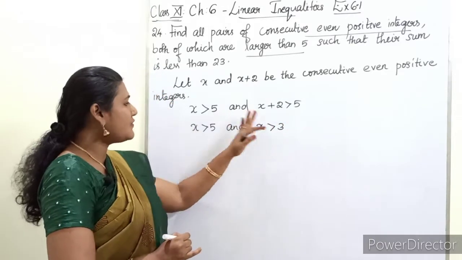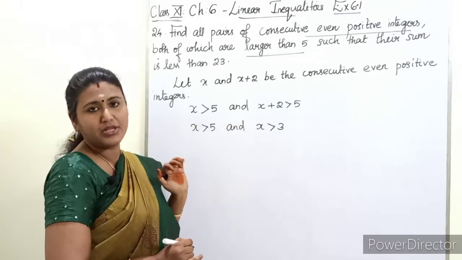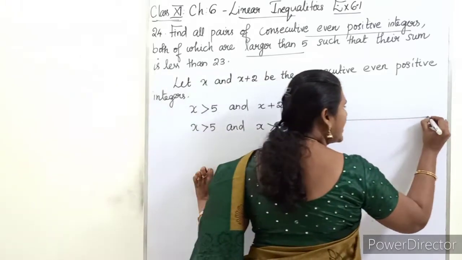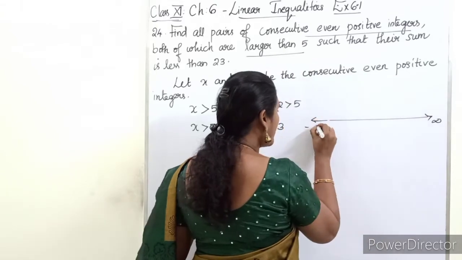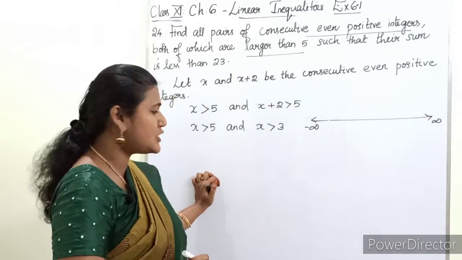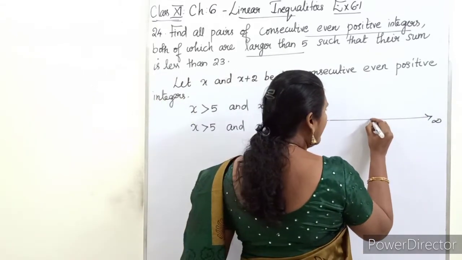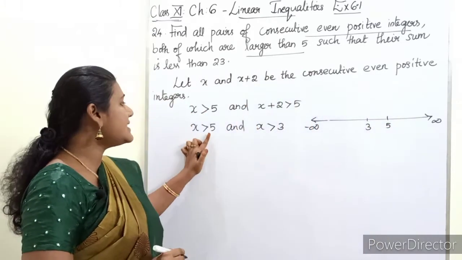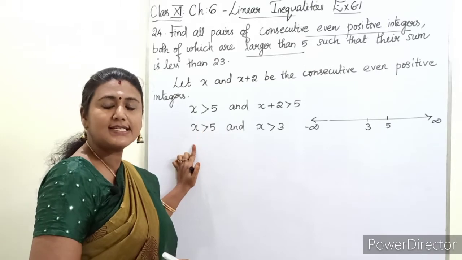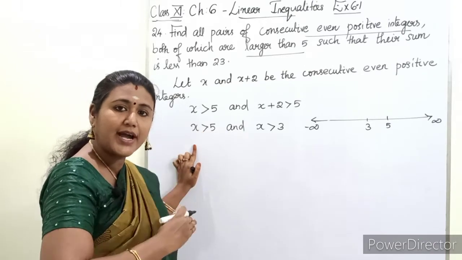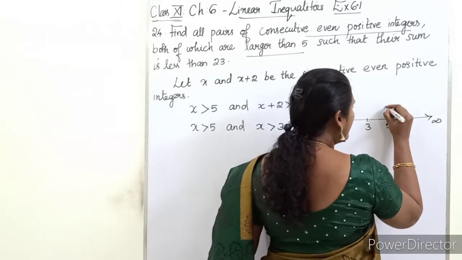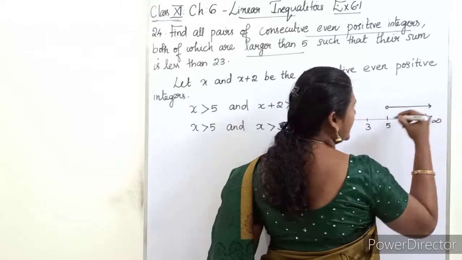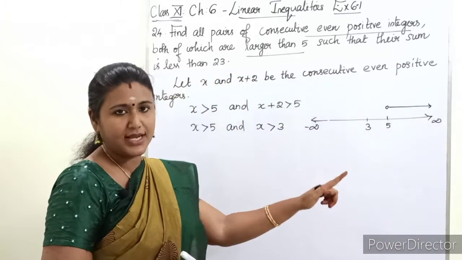Now we have to find the intersection of these two. So how will we find it? We will draw the number line from minus infinity to plus infinity, and here we have the numbers 3 and 5. So first one is x is greater than 5. So what is its meaning? X is from 5 to infinity. So this is the region. X is from 5 to infinity.